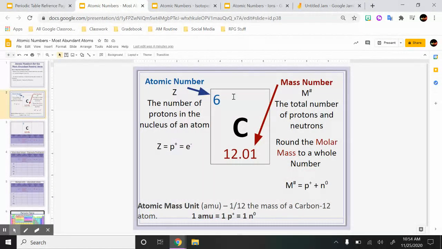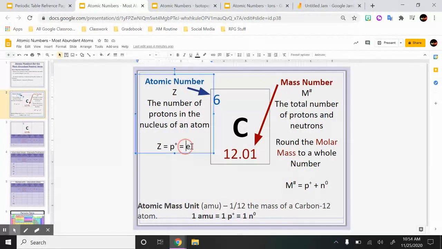Okay? So when we have a neutral atom, we want to have the protons and the electrons equal to each other. So this atomic number at the top tells us the number of protons, and if the atom is neutral, it also tells us the number of electrons.